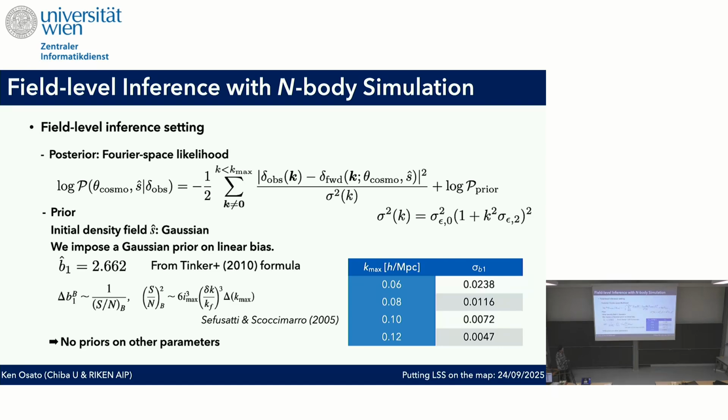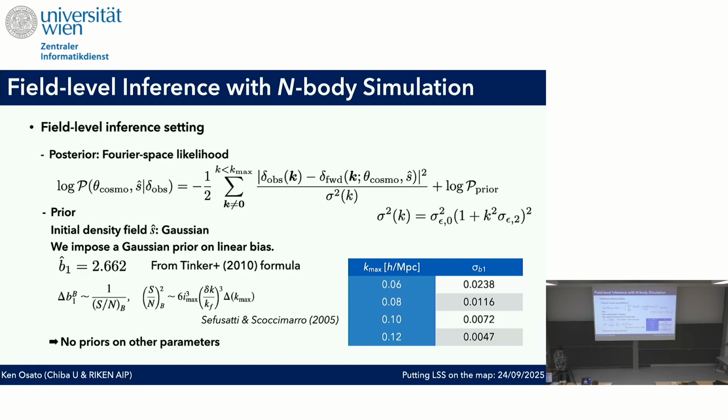Yeah, this again from the Fourier space likelihood is rather simplified. And also, in addition to the cosmological parameters and initial density grids, we also sample sigma epsilon 0 and sigma epsilon 2. So this is the running variance of the Gaussian likelihood term.